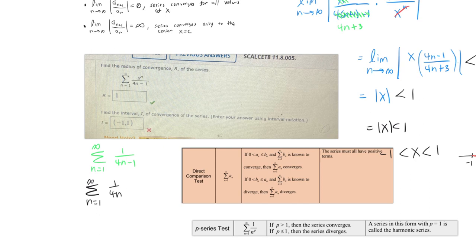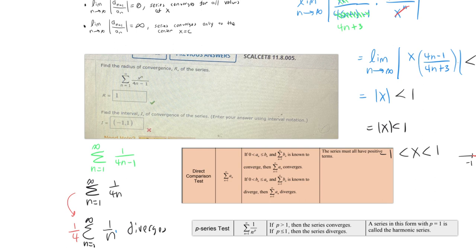Okay, so you might be wondering how that would be. Well, we could rewrite this whole thing with the 1/4 out front, okay? And then you would have just 1 over n there. And the exponent hovering above that n is a 1, and therefore, due to the p-series test, we know that if p equals 1, in other words, if that exponent is 1, it's the harmonic series, and the harmonic series always diverges, okay? So that diverges.